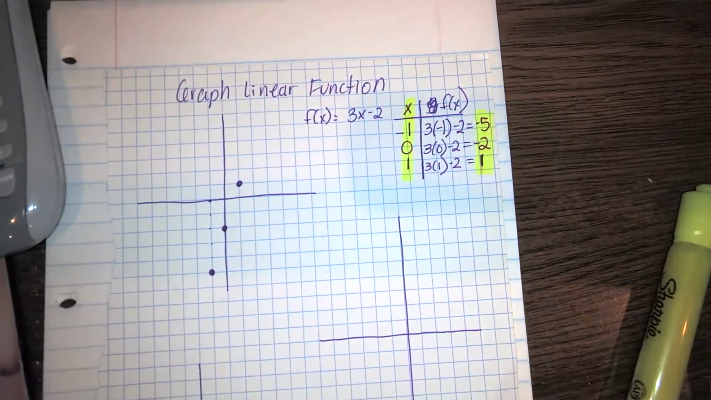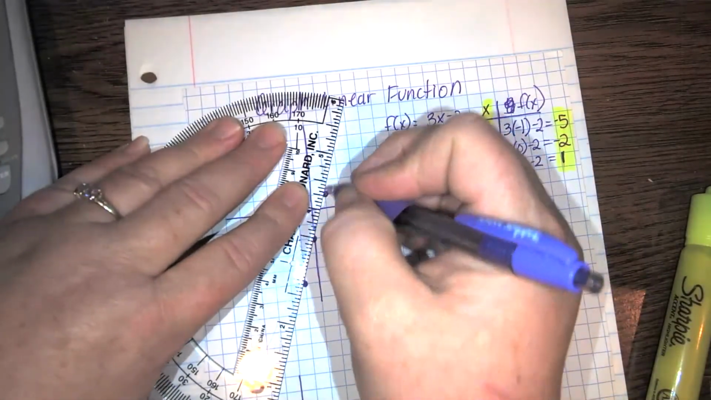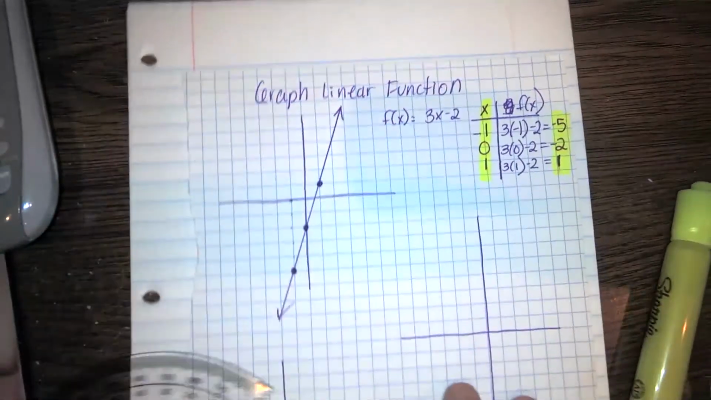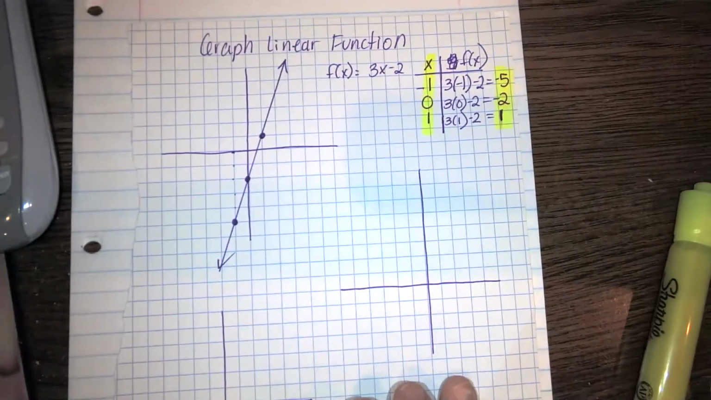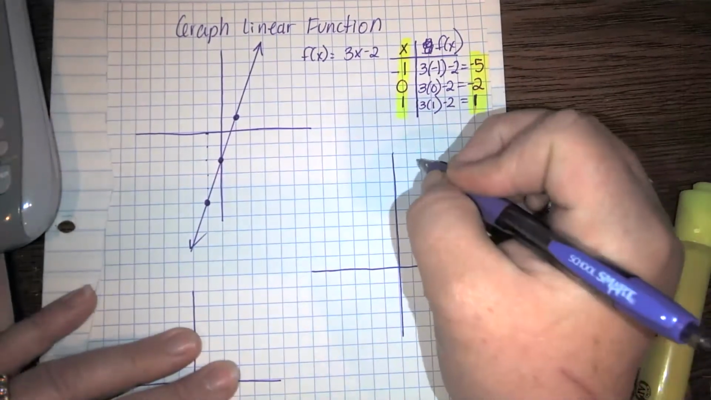All right, now I'm going to reach in. Hopefully I have a handy dandy ruler here at home. I have a protractor close enough, right? And then I graph. And I put arrows at the end. All right, good job. All right, next one.